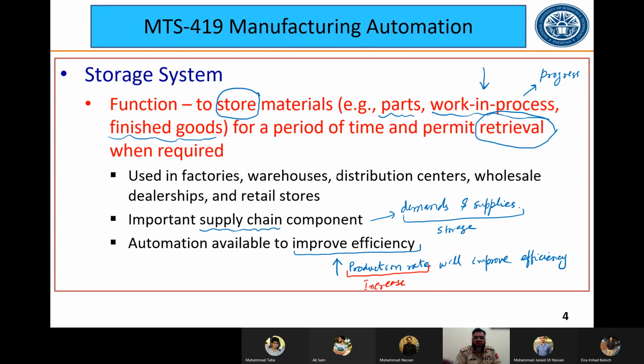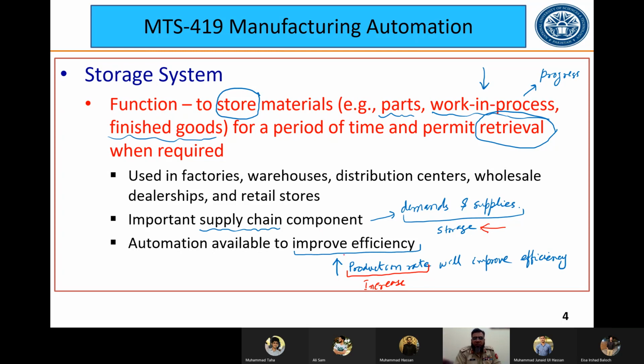This is used in factories, warehouses, distribution centers, wholesale dealerships, and retail stores. This is an important supply chain component, in which, according to the demands and supplies, you plan your storage. That is, how much material or how much finished items you need to store will depend upon the demands and supply. Automation is available to improve its efficiency.